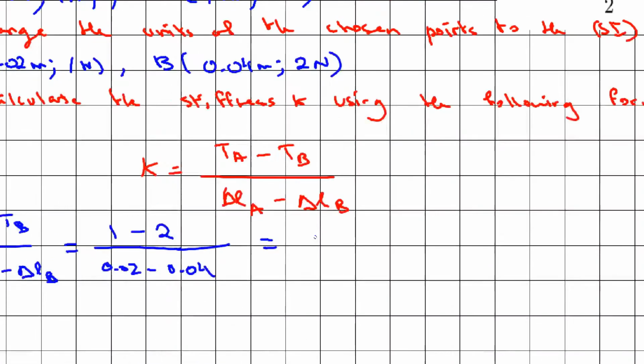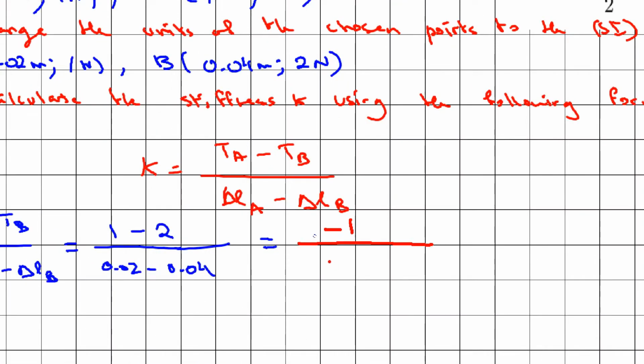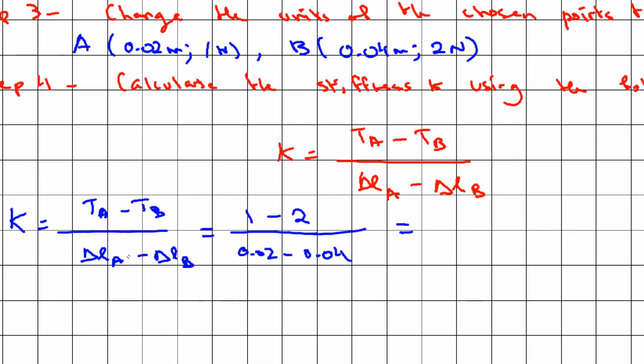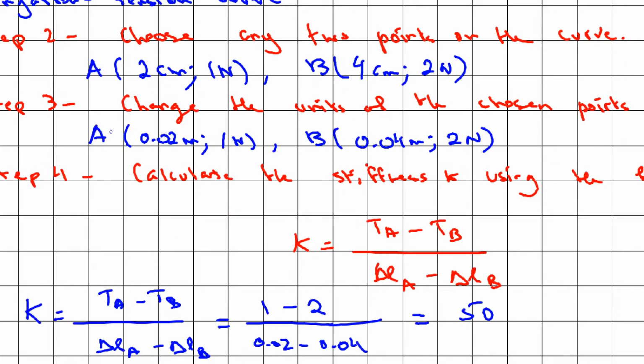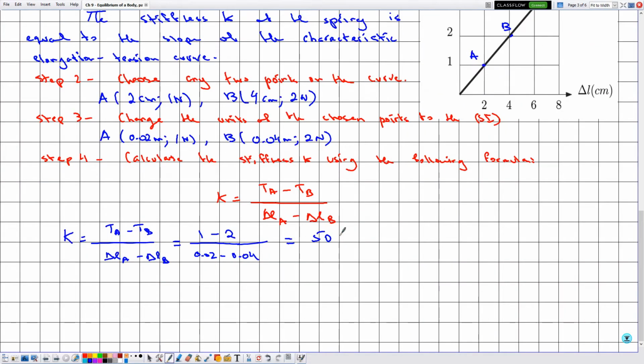So here, for example, you have minus 1 over minus 0.02, so minus will cancel out with minus, and this answer will be given by 50. Or simply you plug this expression on the calculator and the value of K will be given by 50. Since here we made sure that the values of A and B are given in the SI, the value will be in the SI, which is in newtons per meter. Then K is given by 50 newtons per meter using the slope method.